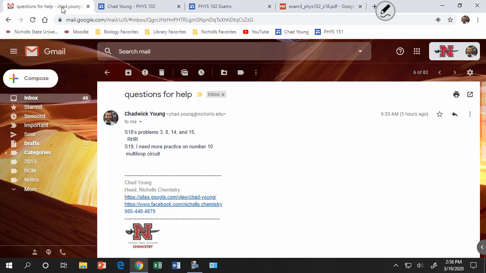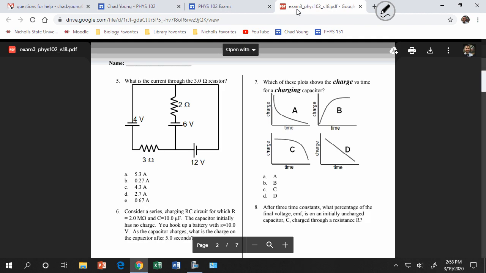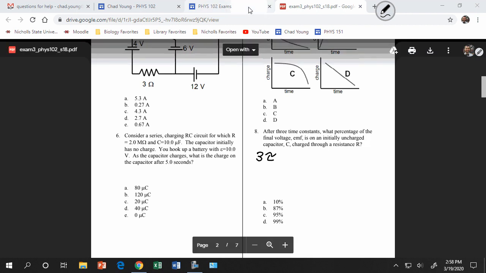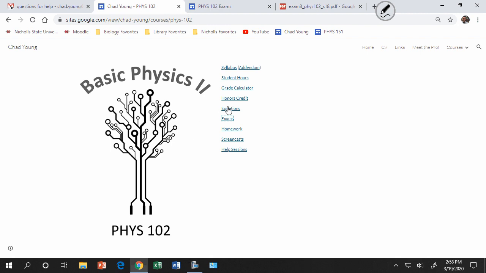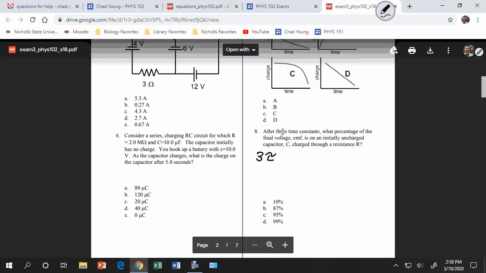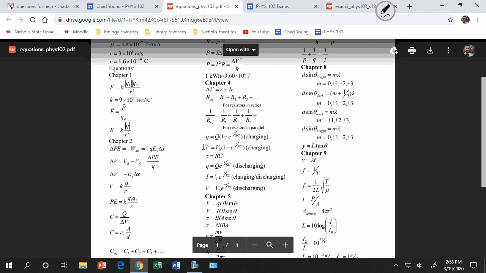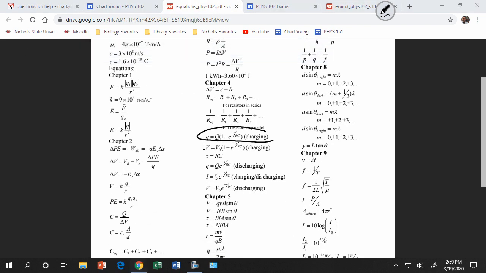Okay, let's see here. Number 8, wanted to look at. After 3 time constants, after 3 tau, what percentage of the final voltage is on an initially uncharged capacitor charged through a resistance R? So we want to look back at our equation sheet. I'm looking for the charging capacitor. If you look, the charge for a charging capacitor looks like this.